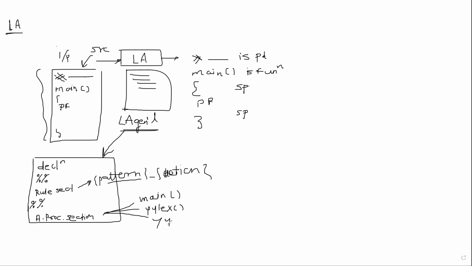And then you have YYWrap. So YYWrap is the function which determines whether the input is over. So wrapping up of input, that is, once your input file is ending, then YYWrap will return the value as 1. So the job of YYWrap is to return 1 once the input file is over. Okay. So these are the 3 main functions we are going to write in each and every .l file.